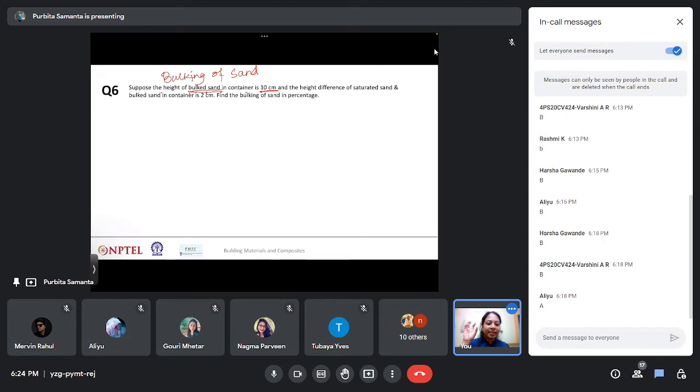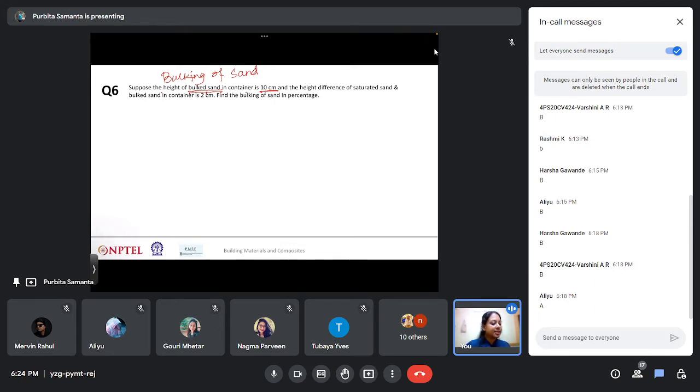So here comes the necessity that by taking a sample of sand, we understand what the actual bulking quantity is, and accordingly how much extra sand should be taken, so that the volume of the fresh concrete that we get is not reduced. So this is important. For that reason, we will do this particular numerical.